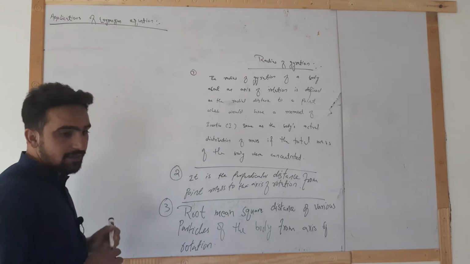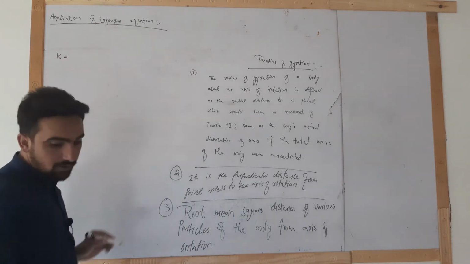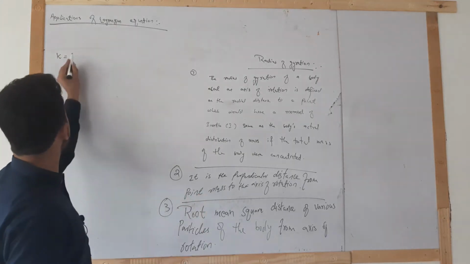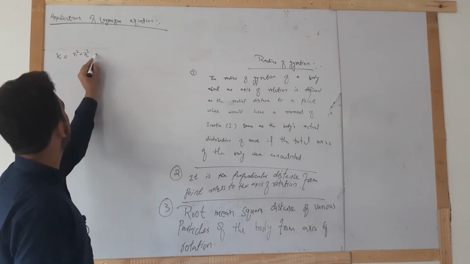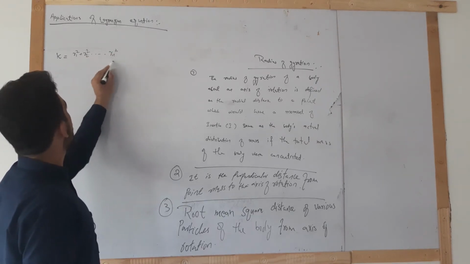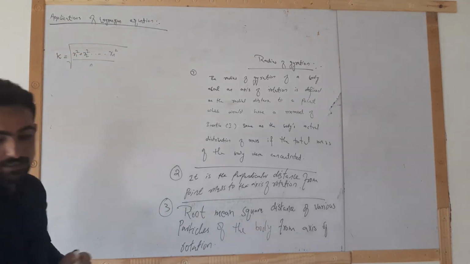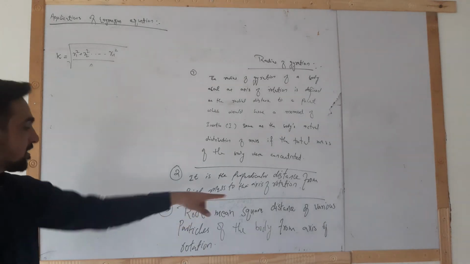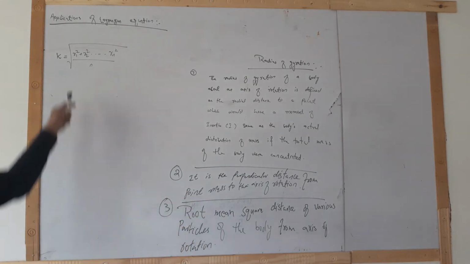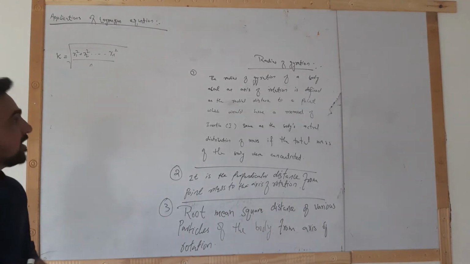This is a mathematical definition. Radius of gyration is represented by k, and if our body consists of n particles, then k is equal to the square root of (r1 square plus r2 square up to rn square) divided by n. This is how we can define the radius of gyration mathematically: the root mean square distance of various particles of the body from the axis of rotation.